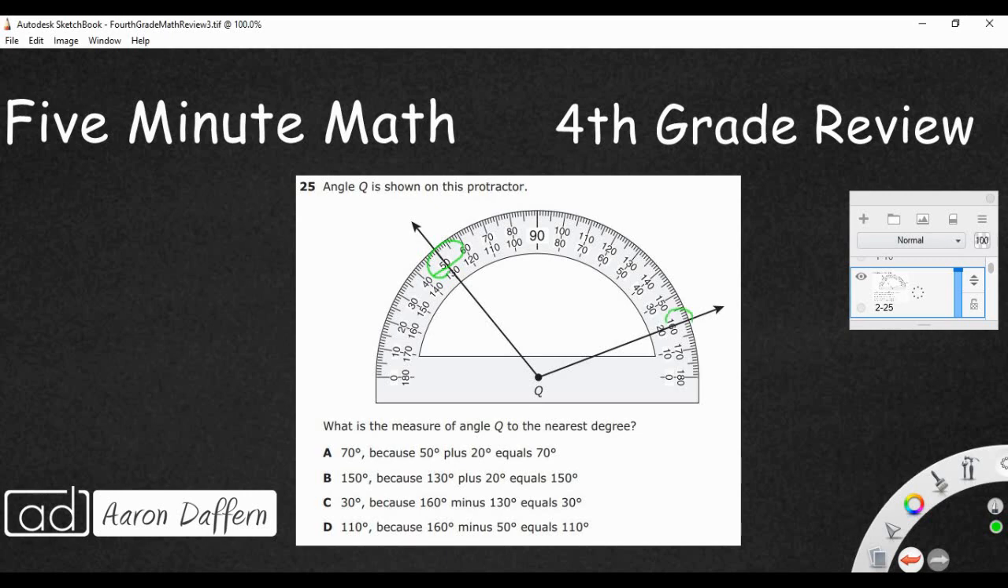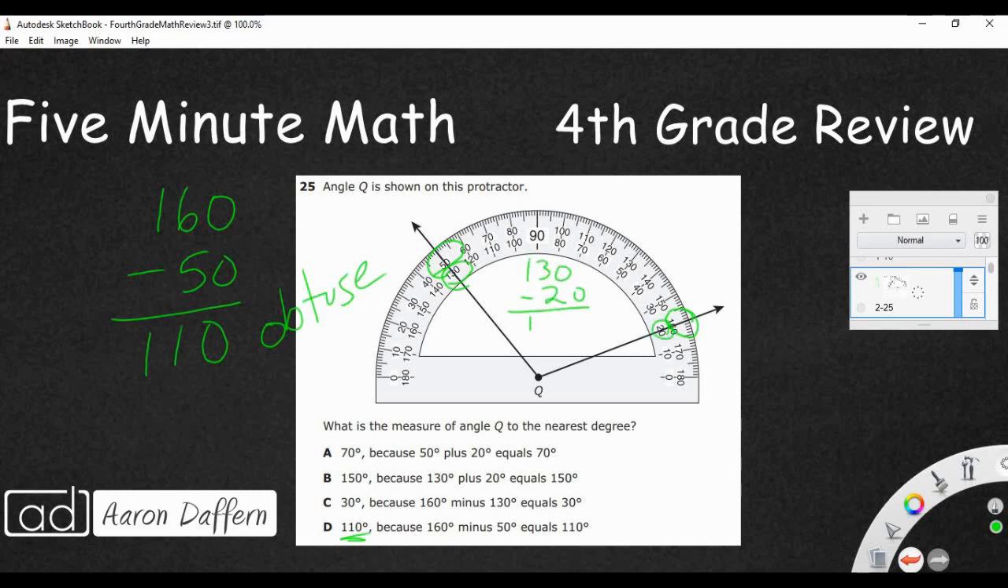50, and 160. So let's see, 160 minus 50. Yep, 110 degrees, which looks like it's going to be D. Definitely obtuse. Anything greater than 90 is going to be obtuse. Let's do inside, inside. 130 and 20. I could do that right in here. 130 minus 20, also 110 degrees.